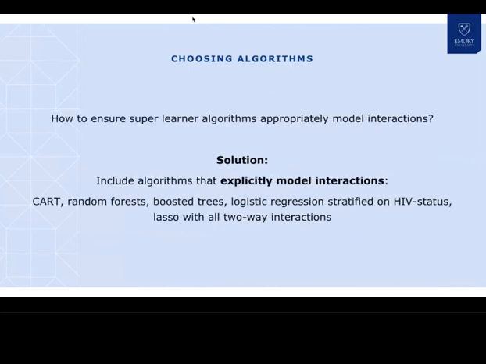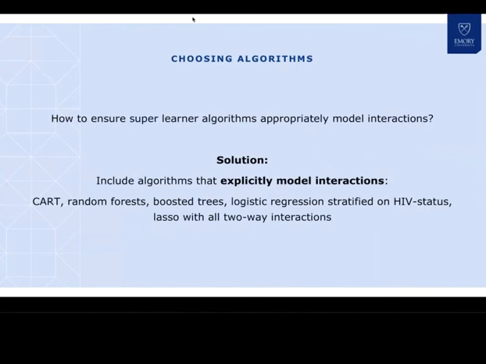Okay, and then again, the question here is really an effect modification question. We were asking, does HIV sort of modify this association between schisto and tuberculosis outcomes? And so just to highlight, when you're doing that, we need to make sure that at least some algorithms in your library are explicitly modeling interactions, right? If you only include, say, logistic regressions with main terms, your targeted learning analysis is never going to uncover an interaction. It'll never have a chance to. Right, so we need to make sure that the algorithms that we're including are doing some kind of explicit interaction modeling.